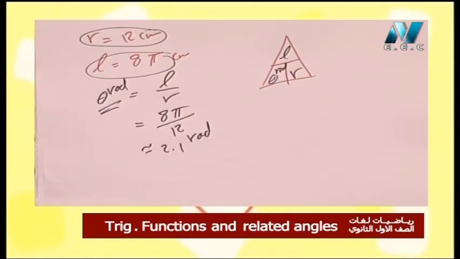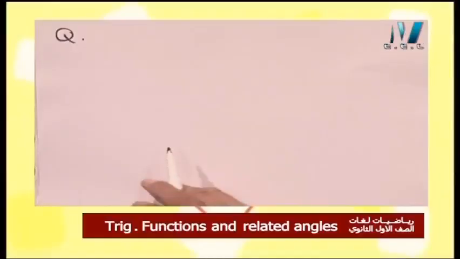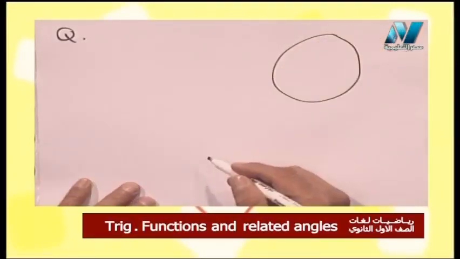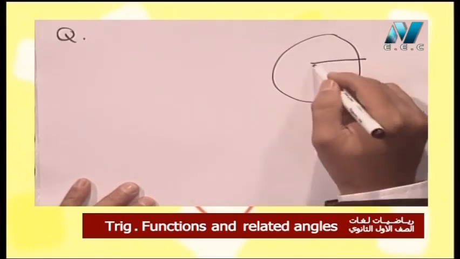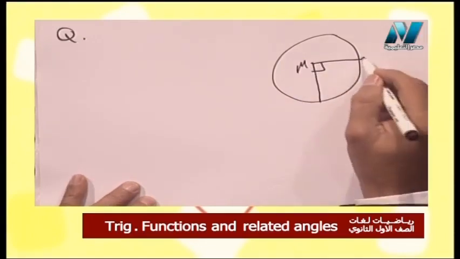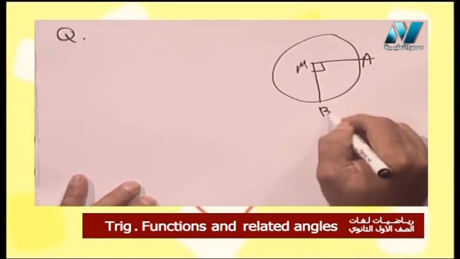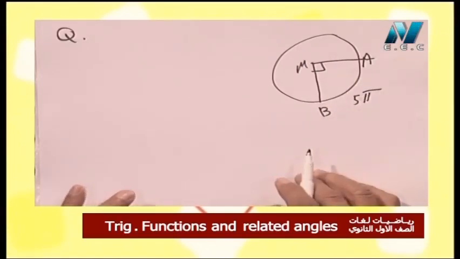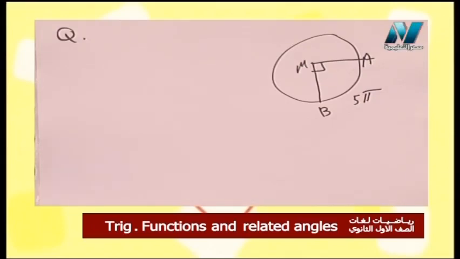Let's move to another question, my dear students. A question: if we have a circle like that, and we have a right angle at the center, here is right, A, M, B, and we have the arc equals 5 pi, and we would like to find out the radius length.